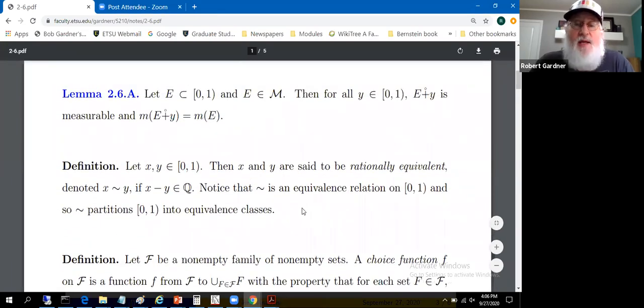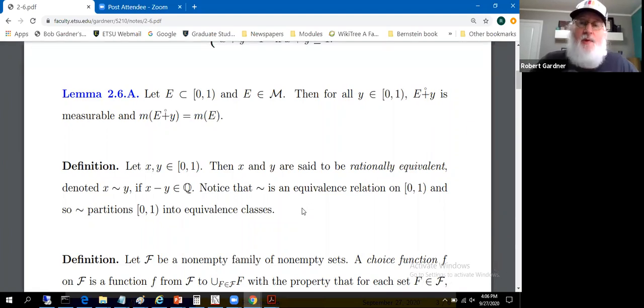Okay, we're going to set up an equivalence relation. We're going to look at representatives from the equivalence classes of that equivalence relation, and then we're going to throw the axiom of choice at this thing. And that's how we're going to create a non-measurable set.